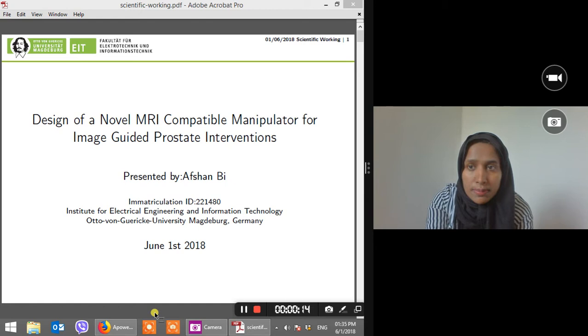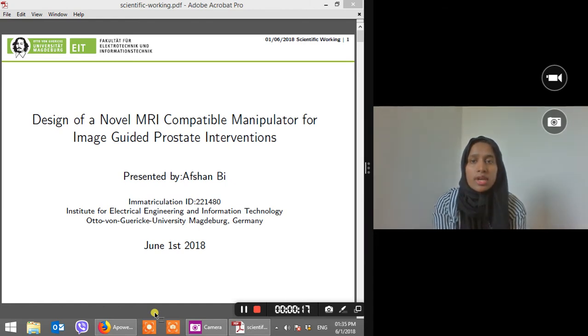The topic of my presentation is the design of a novel MRI compatible manipulator for image guided prostate interventions, in which we will be discussing the design of a manipulator that is actually compatible with magnetic resonance imaging, and we will investigate the presence of cancers in prostate tissue.